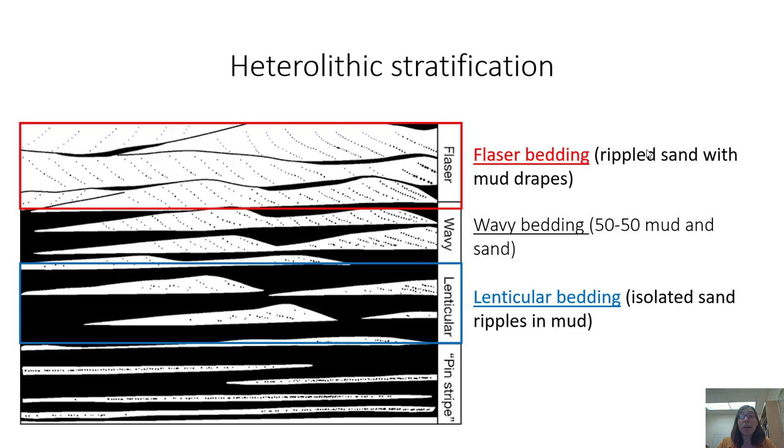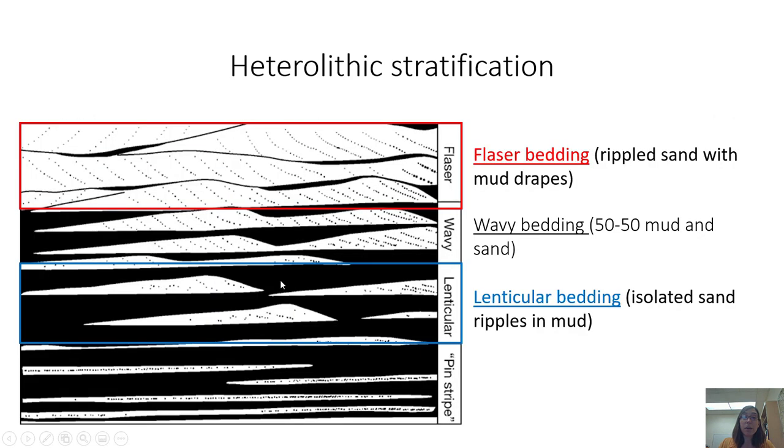One of those is flaser bedding, where we have sand with ripples, which you can see the four sets here, with a little bit of mud, these darker areas, draped in between those rippled sands. Wavy bedding, where again you can see some ripples, but we have an even amount of mud in between those ripples, so 50-50 mud and sand. And then lenticular bedding, where we have some isolated sand ripples, these lenses or lenticles, and a lot of mud.